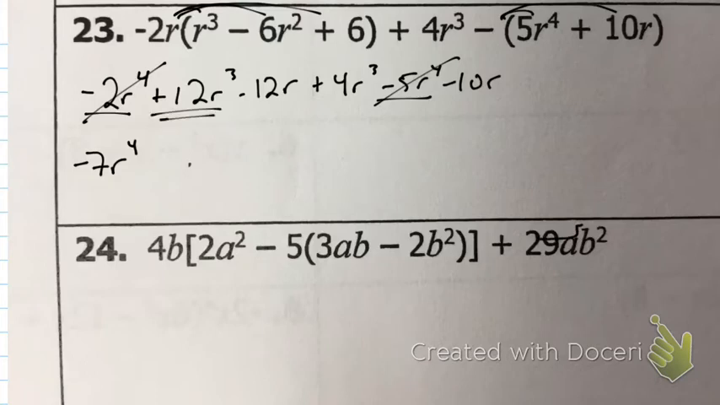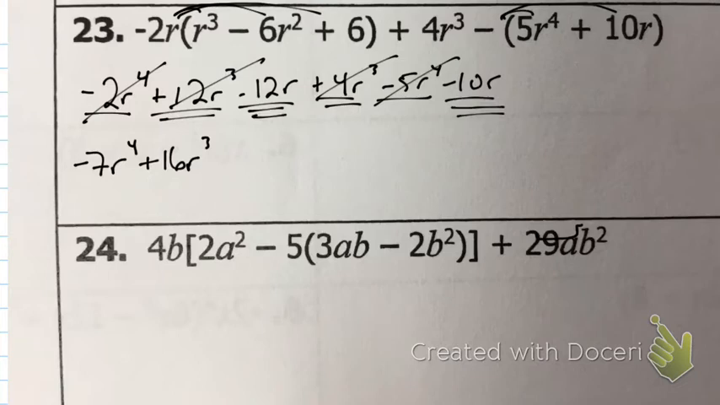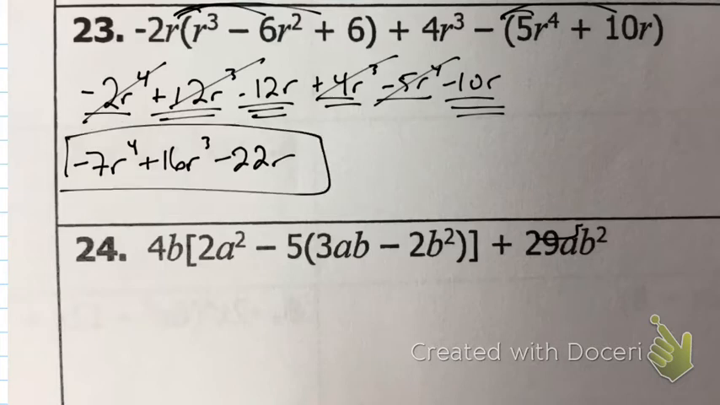Then, see these r cubes? Boom. Put them together, man. We got that many r cubes. We got 16 of those. We used all the r cubes up. And I like to slash out, because like, let's say there was another r cubed and I missed it. If I didn't slash it out, then I kind of know I didn't use it, right? Then, I got these straight up r's. A negative 12 and negative 10 for negative 22 of those r's. There it is. Negative 7r to the 4th plus 16r cubed minus 22r. I've got myself a quartic trinomial.